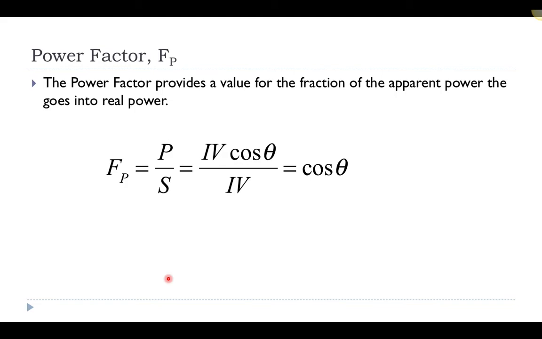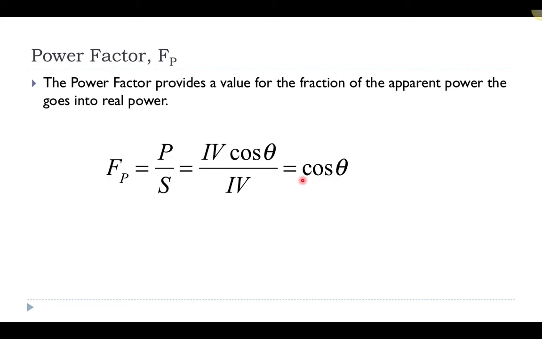We also have something that we define called the power factor, and the power factor provides a value that tells us the fraction of the apparent power that goes into real power. So this power factor is the actual power in the circuit, real power, over the apparent power. The apparent power is just current times voltage. The real power is the current times the voltage times cosine of the angle. So the power factor is just cosine of the angle. In terms of our angles, our angle can go from minus 90 to plus 90. So our cosine values basically can be anywhere between 0 and 1.